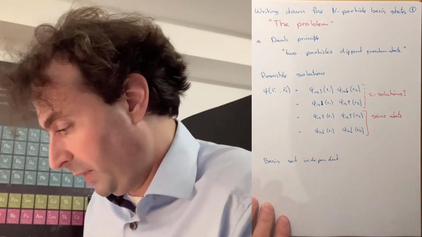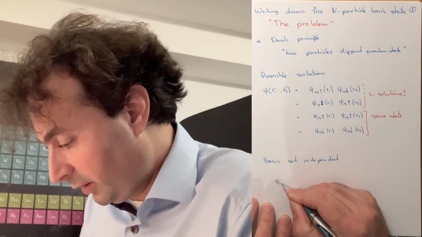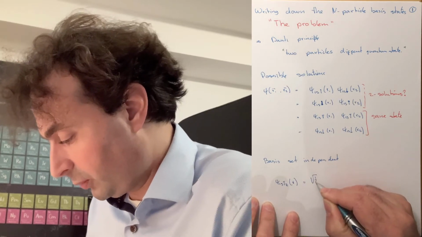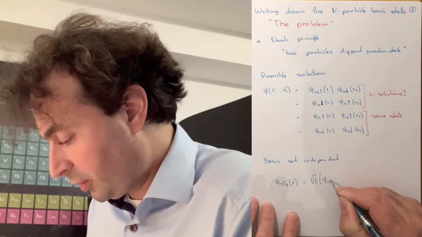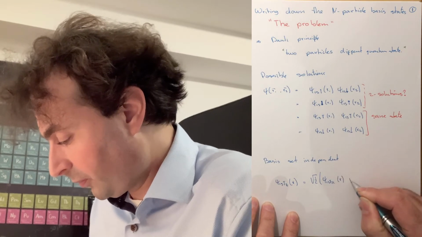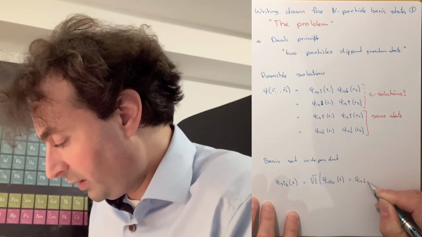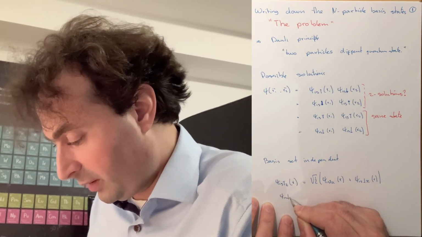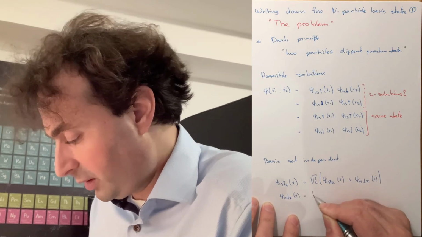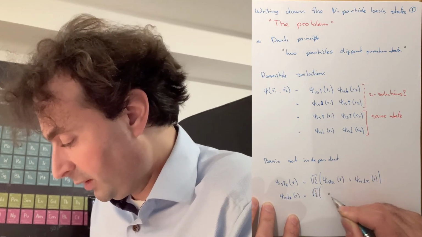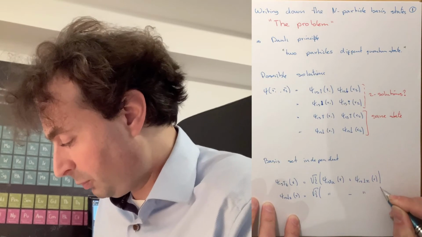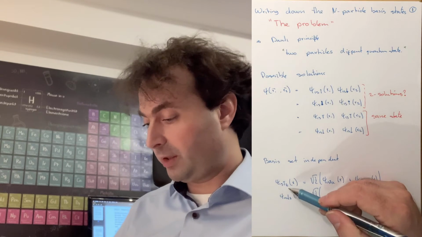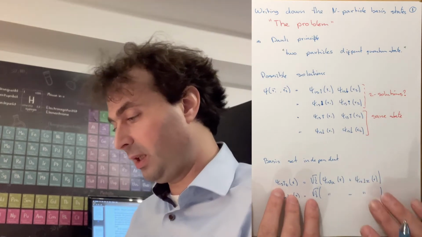We can make basis set transformations, and a state with quantization in the z direction, spin up, is equal to the square root of a half times spin up in the x direction plus spin down in the x direction, and the state with spin down in the z direction is equal to the square root of a half times spin up in the x direction minus spin down in the x direction. So that's a unitary transformation going from quantization in the z direction to quantization in the x direction.